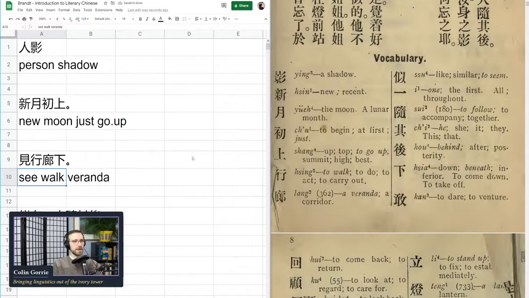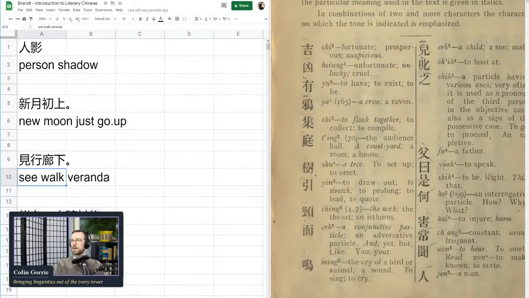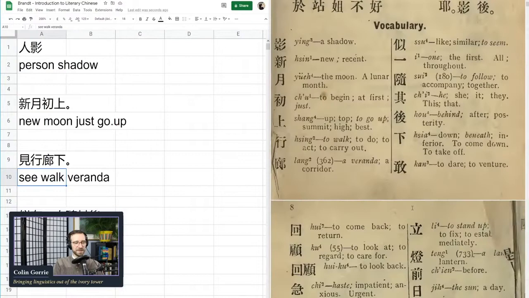And then we have xia. I believe we had that in our first lesson. Apologies for the scrolling. Do we have xia? Huh. I can't see it, can you? I'm going to use my lifeline of knowing a little bit of modern Mandarin. Oh no, here it is. It's right here. What was I thinking? Xia. Beneath. Down, beneath, inferior, come down, to take off. So beneath. Brilliant. Okay, see, walk, veranda, beneath.